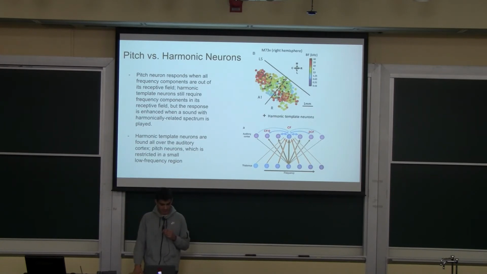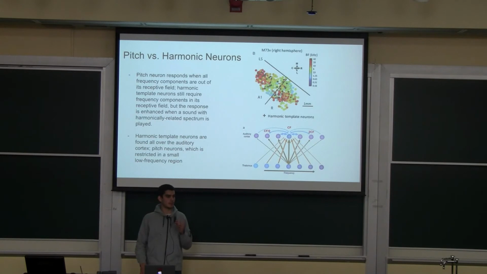The other thing is that the pitch neurons are found in a very small restricted region of the brain, essentially around the auditory cortex. But harmonic template neurons are found all over, and the speculation, like the model that's shown here, is that it receives long-range horizontal inputs from other locations with these CF2 to CF regions. I wouldn't worry too much about that. The difference is that harmonic neurons are much more spread out across the auditory cortex as compared to pitch neurons. Does that make sense, these differences?